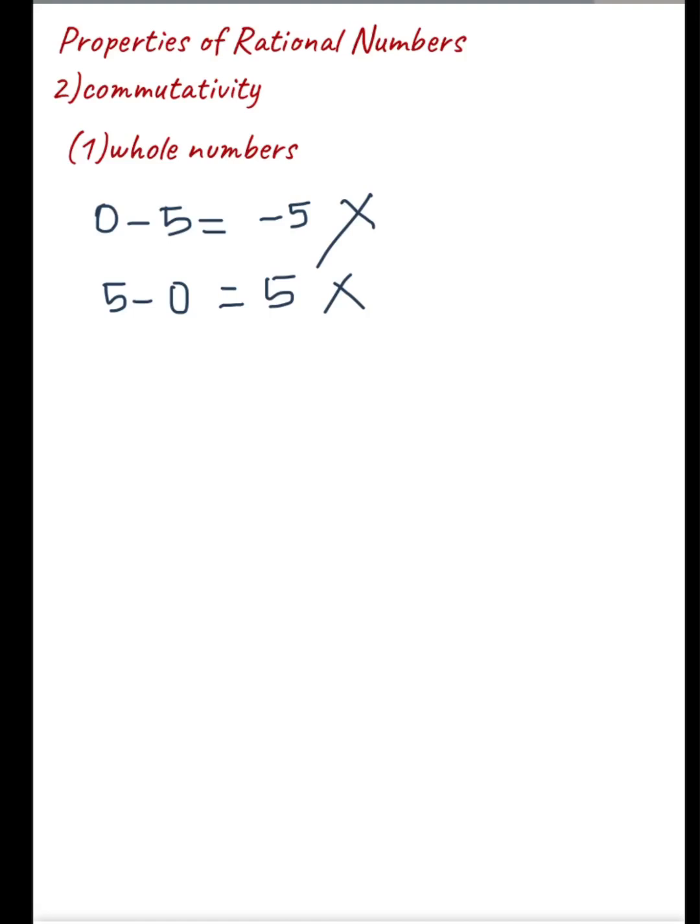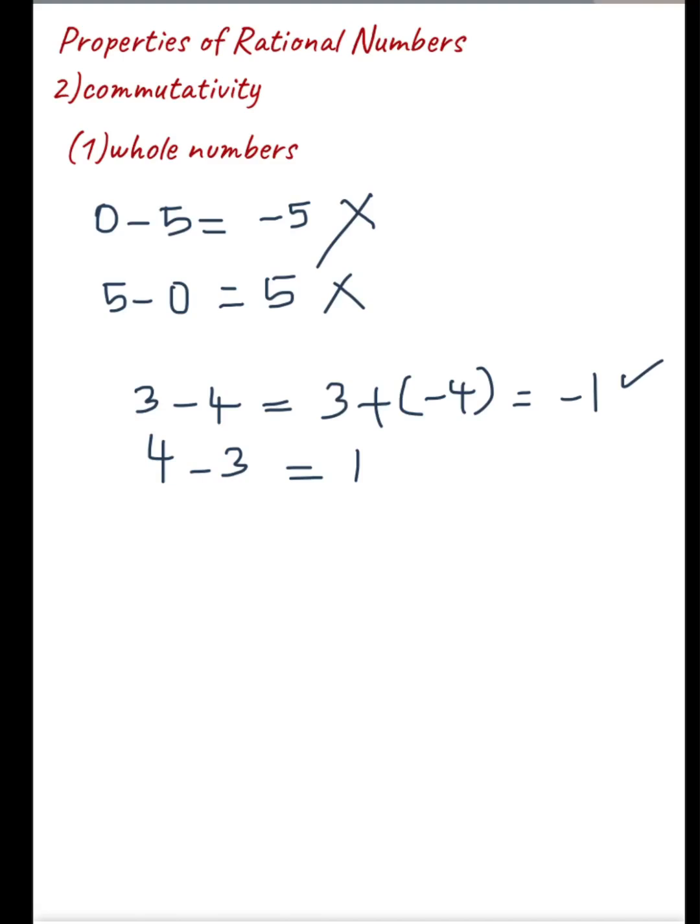Now I am taking any other numbers, that is 3 and 4. What is 3 minus 4? How will you do that? 3 plus minus 4. It's minus 1. Now I am changing the order and subtracting, that is 4 minus 3. What is 4 minus 3? It's 1. So here it's minus 1 and here it's 1. So they are not equal.